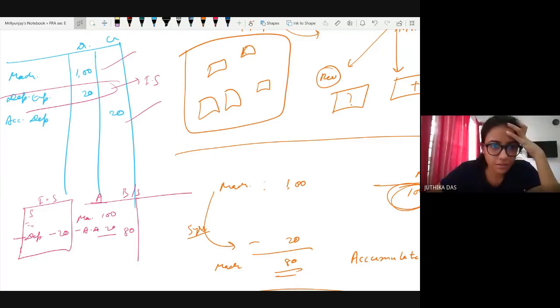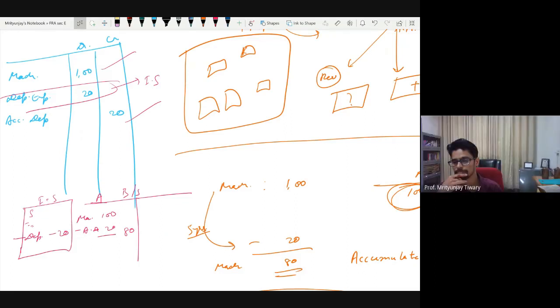Sir, actually, why are we doing this? As in, how is this entire process showing the capacity of the factory? So now, this is showing the capacity because now you left the machine with the same value at which it was purchased.